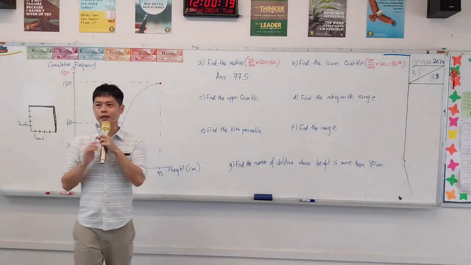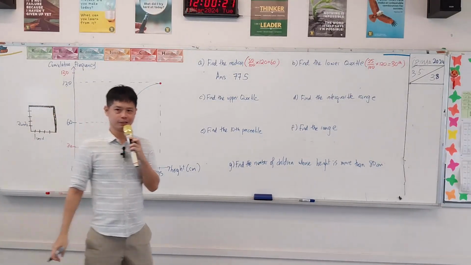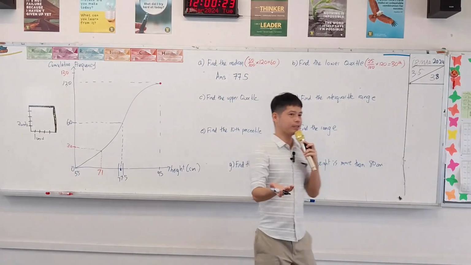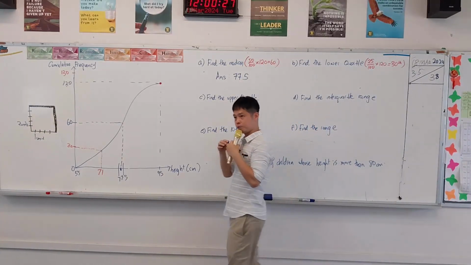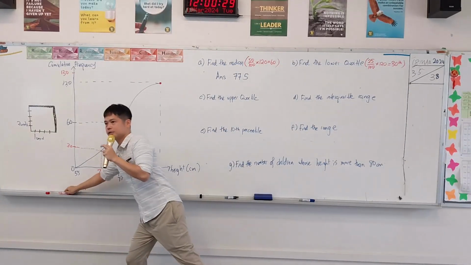Now you guess, upper quartile is how many percent? This topic is quite easy to remember. So upper quartile is 75%. Please draw a bracket now. Everyone draw a bracket.